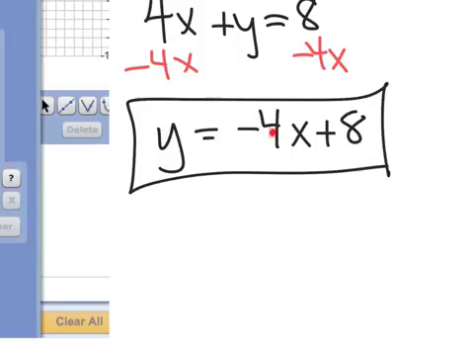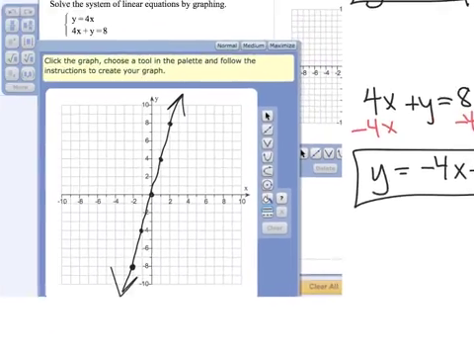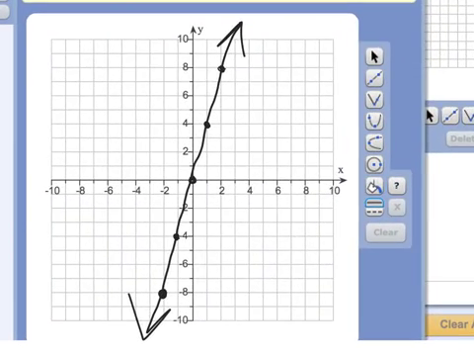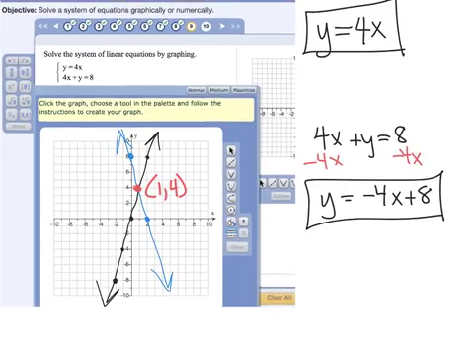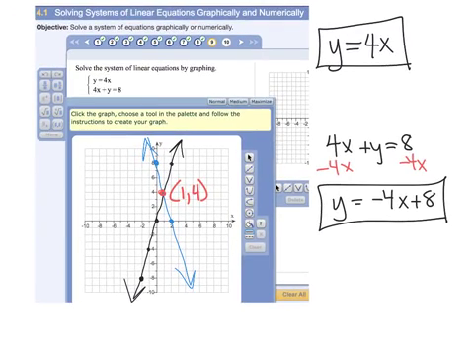Now let's take a look at this line right here. This says start at 8, and then your slope is negative 4, which means down 4 over 1. So we're going to start at 8. Let's do it in blue. Start at 8, go down 4 over 1, and there's our intersection. And there's our line, and we can see that the intersection, the solution to this system of equations, is right there at 1, comma 4, because there's the 1 and there's the 4. 1, 4 is our solution for this system of equations.